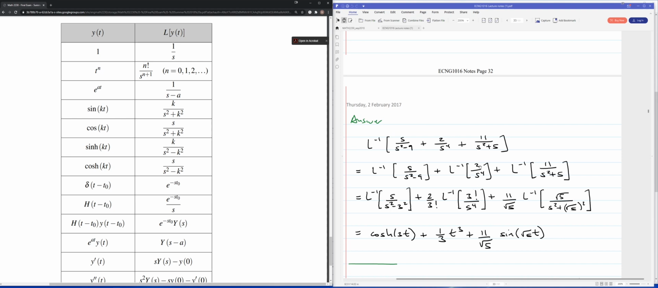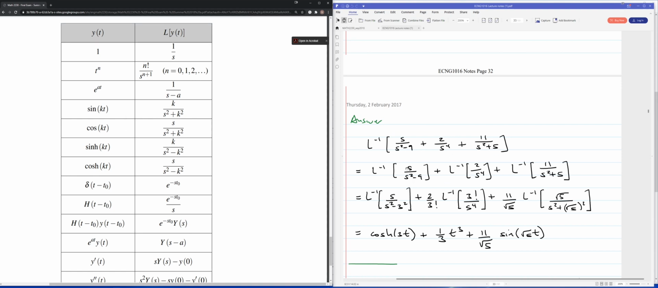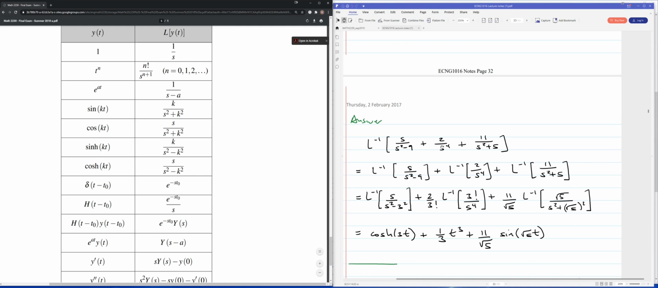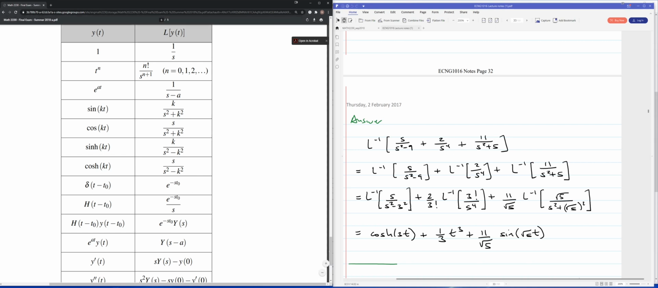Instead of 2 over here, I needed 3 factorial, and I adjusted the constants. Notice there is equality, it's just an adjustment of constants. Also over here, this comes from the formula for sine kt, but I needed to adjust the constants. For this one, it was just directly using the formula, but for these two, I was using the table, but I needed to just adjust the constants a little.